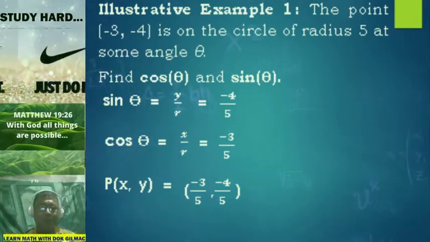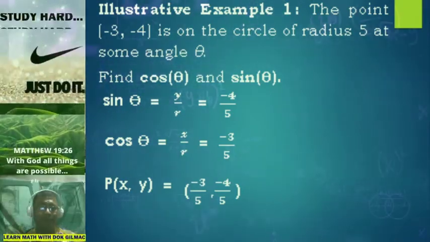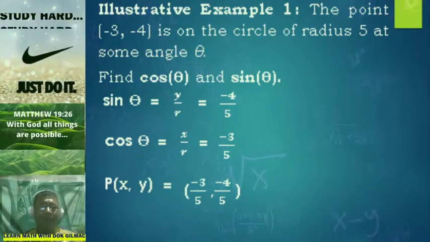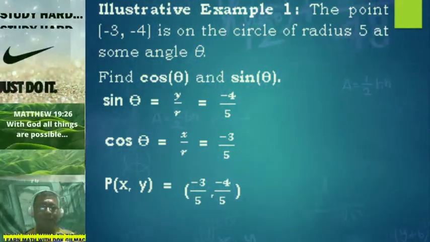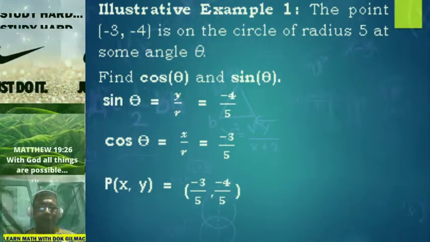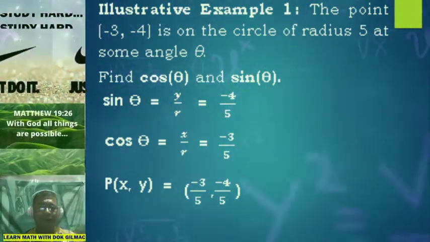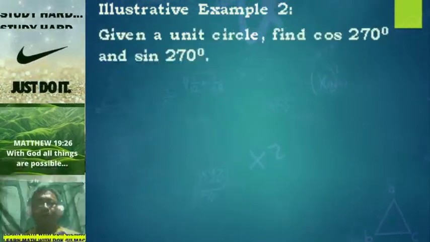Take note, the x coordinate is simply cosine theta and y coordinate is simply sine theta. So P of xy is just equal to negative 3/5 and negative 4/5.